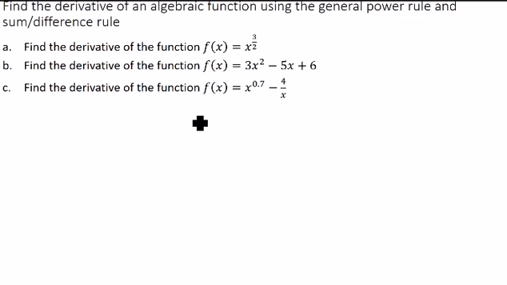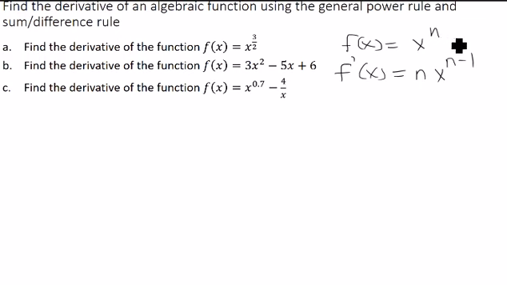Our first example has to do with the derivative of an algebraic function using the general power rule and the sum and difference rule. Before we proceed, let me mention the power rule. The power rule is: if you have f of x equals x to the n, then f prime of x equals n x to the n minus 1, where n is a real number. It works with any number here. It doesn't have to always be a positive integer, but it works with any other number, and that's where a lot of confusion arises. And also remember, the derivative has different notations.